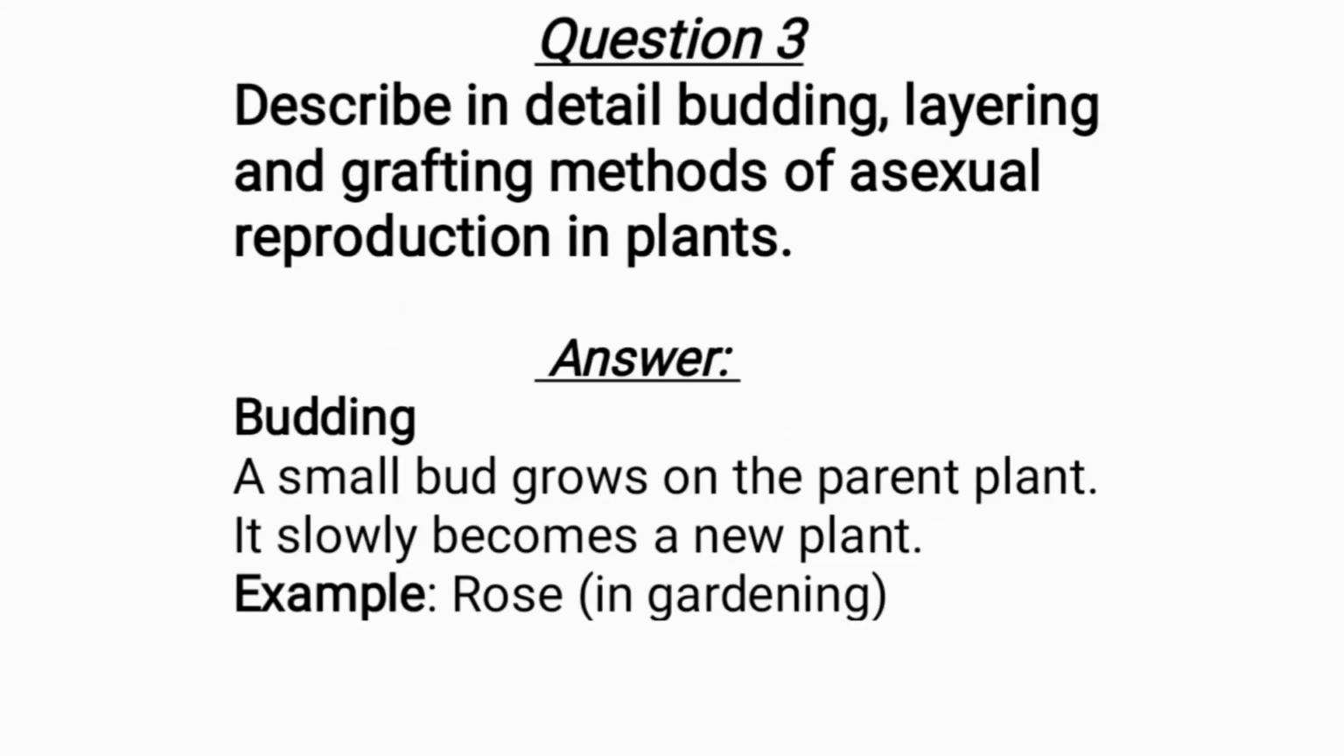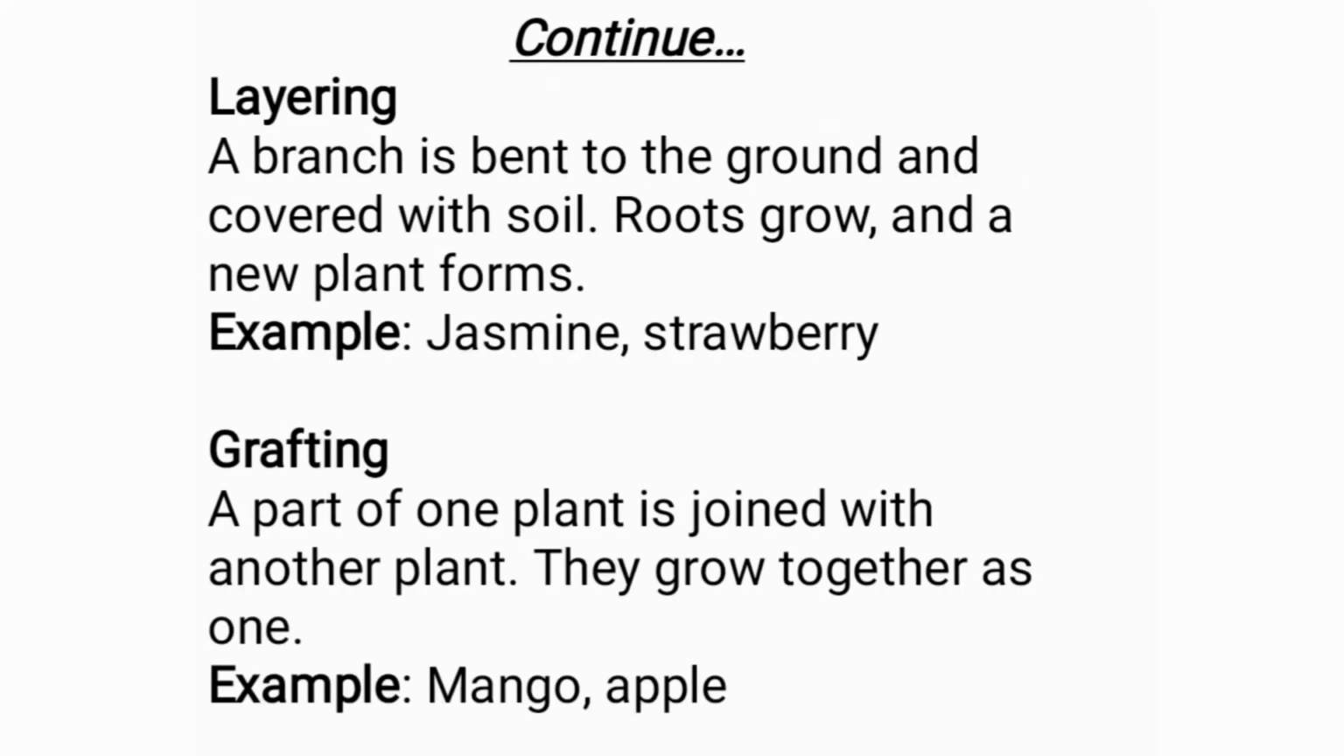Question number 3. Describe in detail budding, layering, and grafting methods of asexual reproduction in plants. Answer. Budding. A small bud grows on the parent plant. It slowly becomes a new plant. For example, rose in gardening. Layering. A branch is bent to the ground and covered with soil. Roots grow and a new plant forms. For example, jasmine, strawberry.